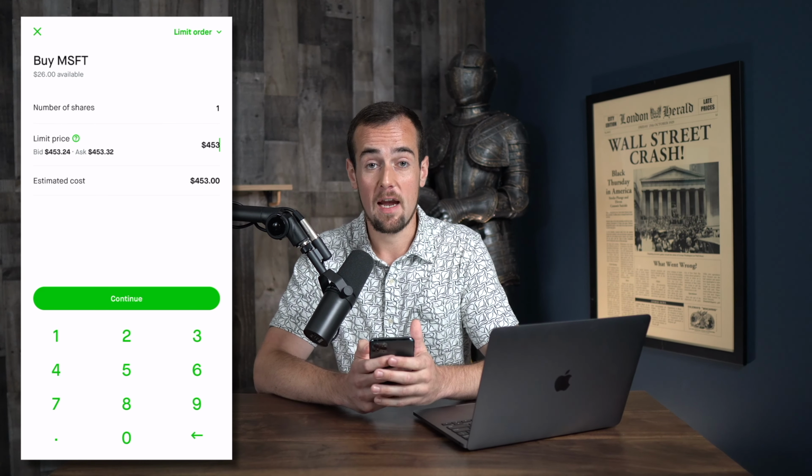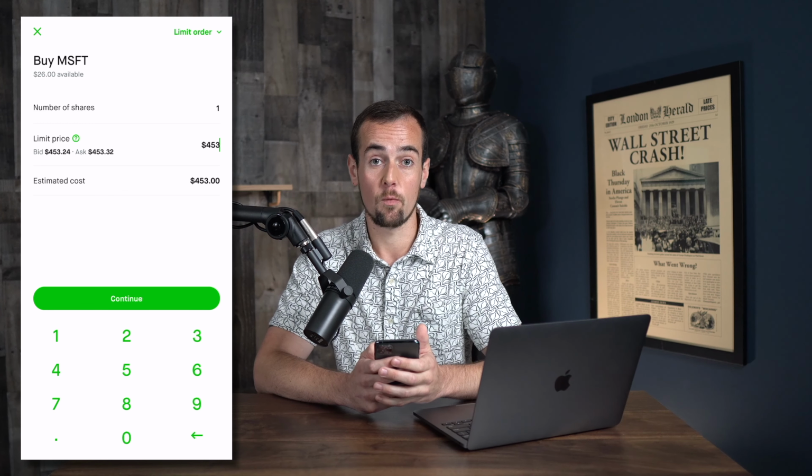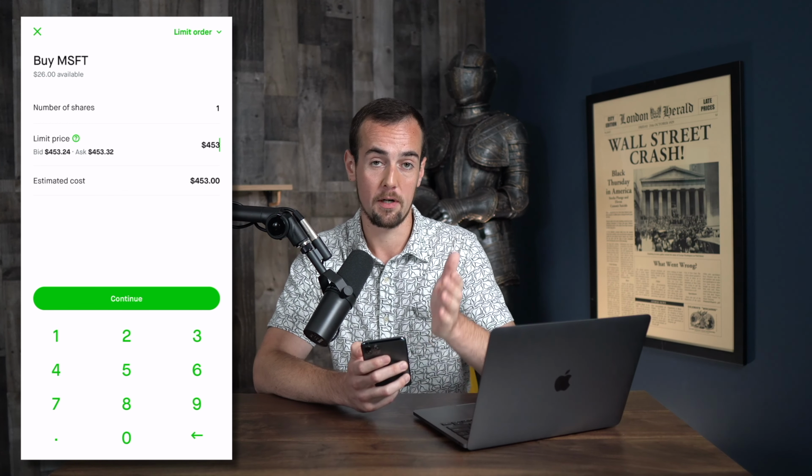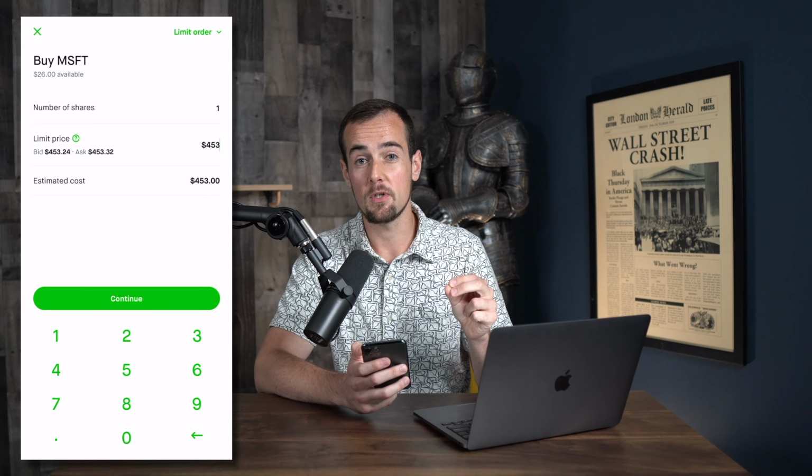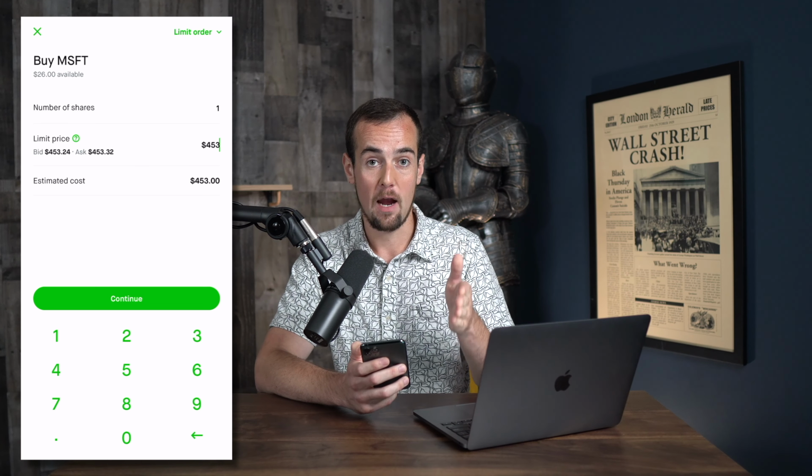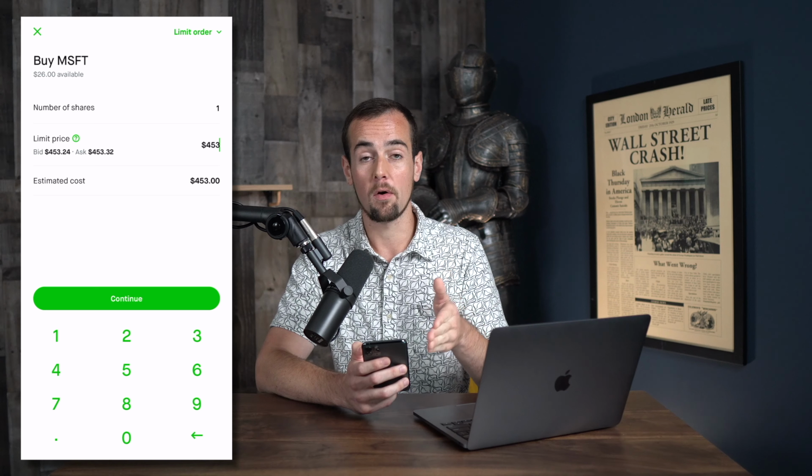In addition, if you decide to trade stocks or ETFs in the Robinhood 24-hour market, which we're going to talk about later, you are only able to use limit orders during the after hours, so it is important to be aware of how these work.